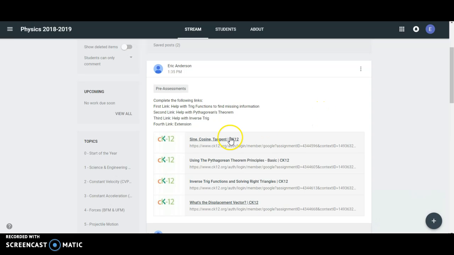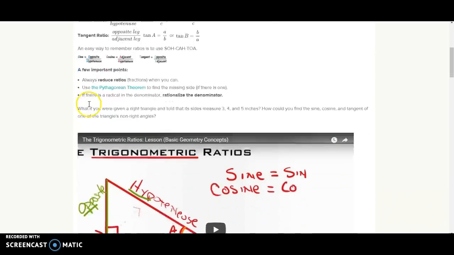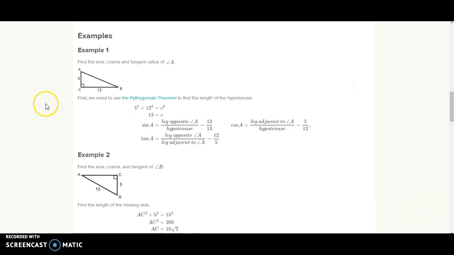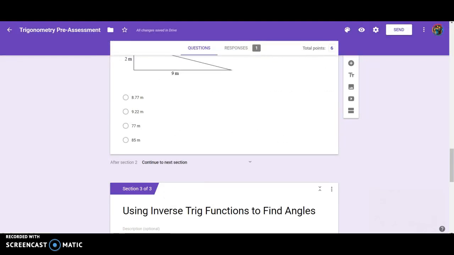So based on those 3, I have 3 sections. One is the sine, cosine, tangent, which talks about section number 1 if the kids struggled, so they can go through kind of this walkthrough. There's the video. This was all put up by CK12. It was really easy just to kind of plug it into a Google Classroom announcement.